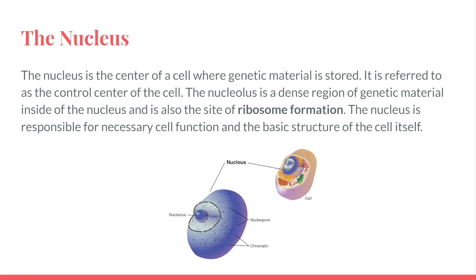So the nucleus. The nucleus is the center of the cell, where genetic material is stored, and is often referred to as the control center of the cell, because the cell cannot function without it. The nucleolus is a dense region of genetic material inside of the nucleus, and is also the site of ribosome formation. Ribosome formation is when ribosomal proteins enter the nucleolus and combine with RNA strands that create two ribosomal subunits that will eventually make up the completed ribosome. The nucleus is responsible for necessary cell function and the basic structure of the cell itself. At the bottom there, you can see a little diagram that zooms into the nucleus and shows the nucleolus, along with the nuclear pores and chromatin.